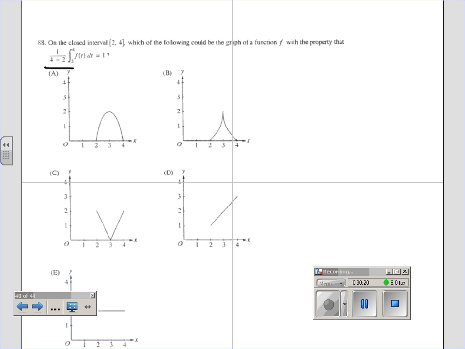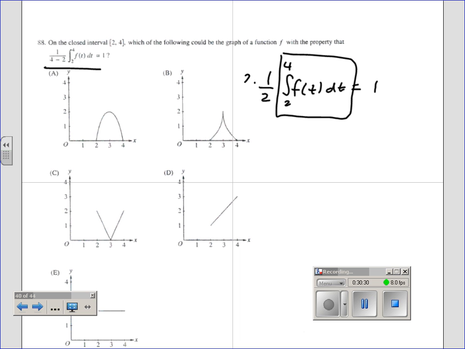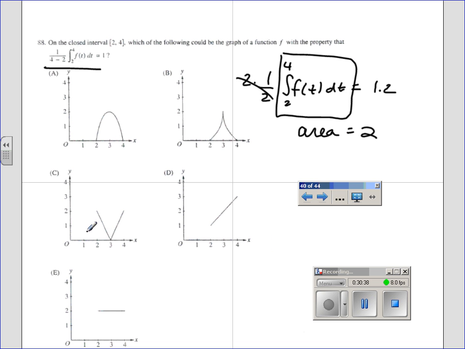Alright, this one, if you notice this is 1 over 2, then I'll go from 2 to 4 of f of t dt. This is the average value. It's saying the average value is 1. But I could solve for this, like treat it like a big variable, by multiplying by 2. So that means that the area should just equal 2, and you can just figure that out geometrically. So geometrically, if you notice, this is 2 triangles, each have an area of 1, and 1 plus 1 is equal to 2.